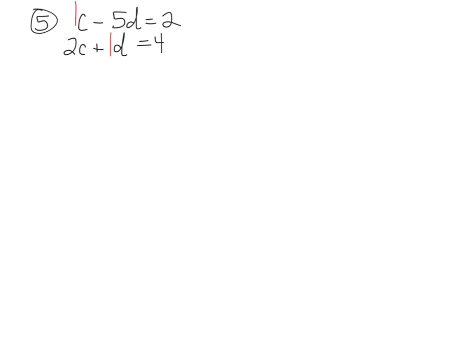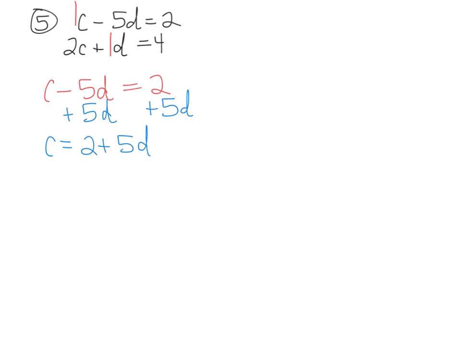I am going to personally choose to solve this top equation for C, because again, I like positive world, and when doing so, I can add 5D to both sides, because I'm solving for C, and I get C is equal to 2 plus 5D. So I took that from the top equation, all right?